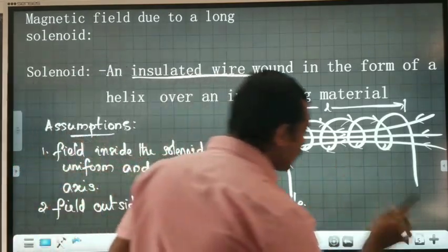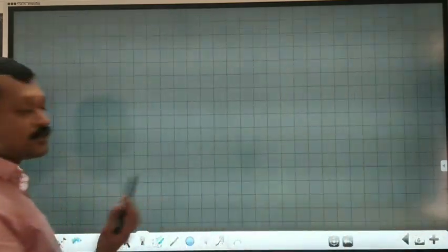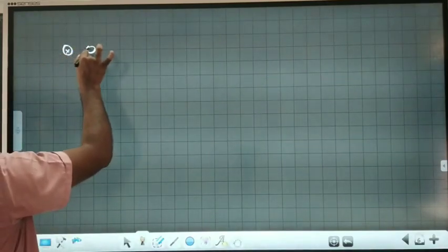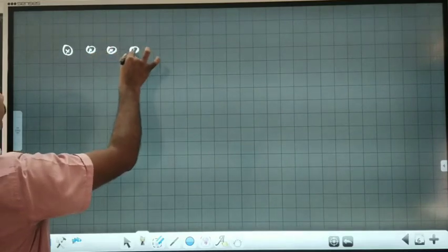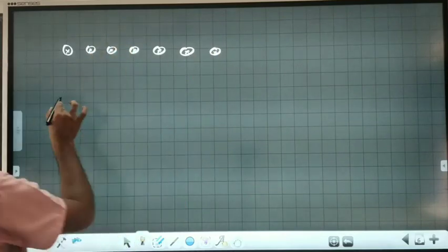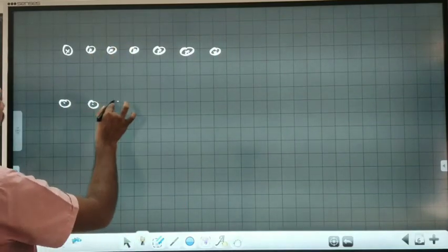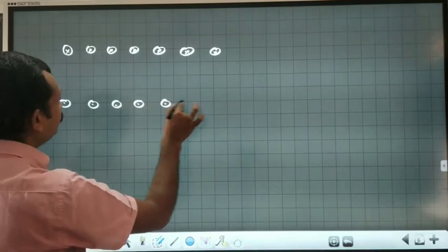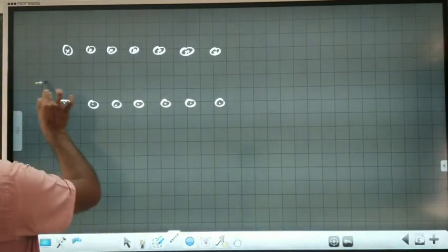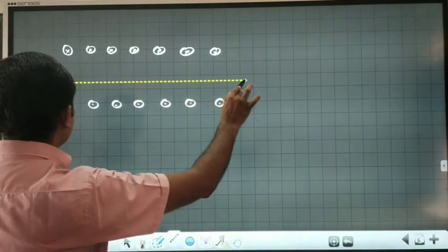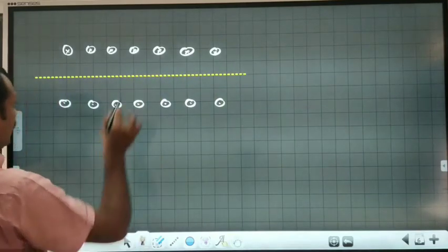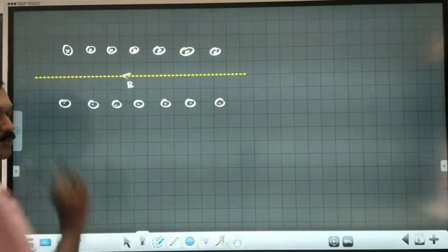Now we will discuss the magnetic field produced by this. I am considering the currents here. Here it was going into the board, and here it was coming out of the board. These are the directions of the currents of the turns of the solenoid. This is the axis of the solenoid, and here is the direction of the magnetic field.